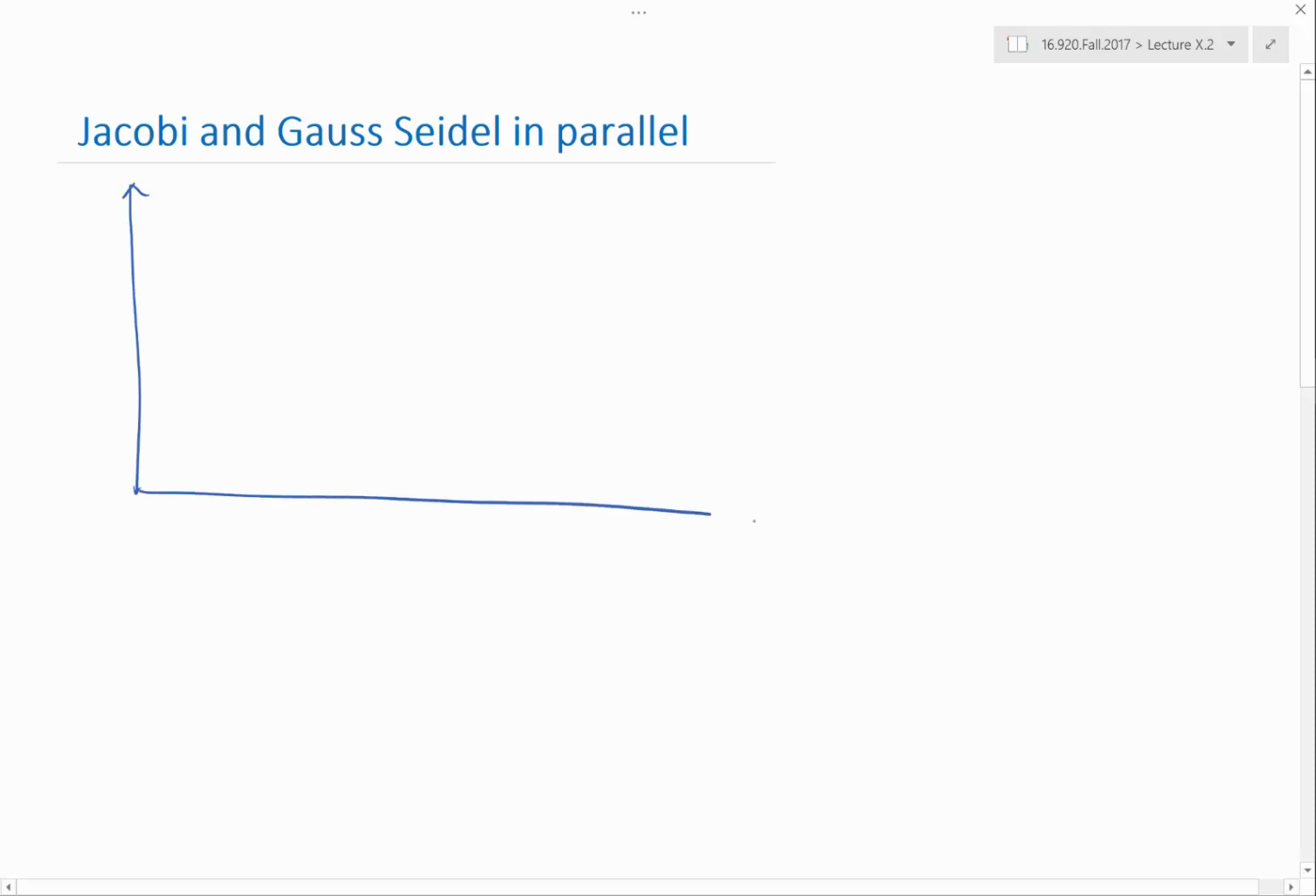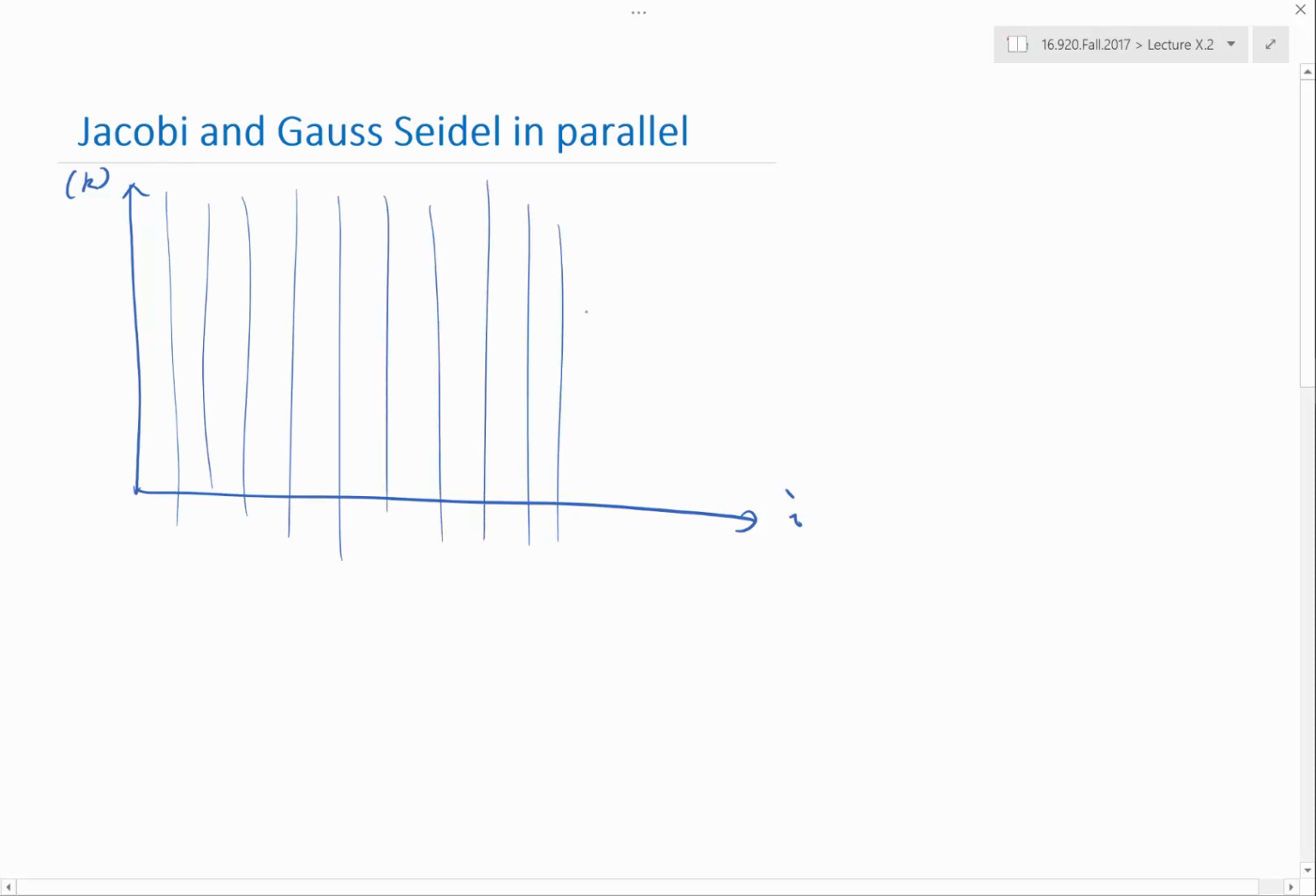So let me draw a diagram. This is the discrete space, and in the y direction is the iterations, in the x direction is the index i. So usually in parallel computing, this is a bunch of grid points because I have a discrete space, right? So i is discrete and k is also discrete.